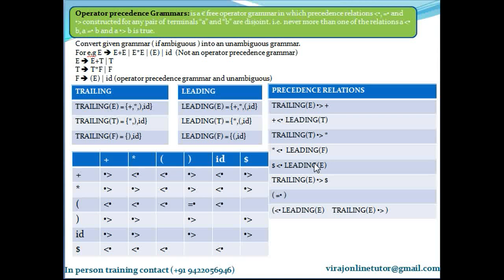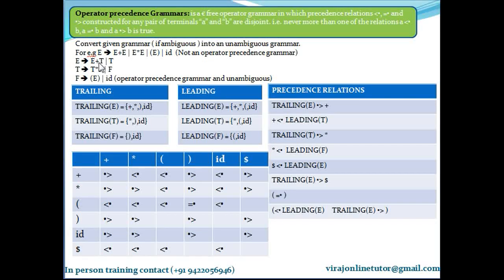I have computed leading and trailing. Now let's compute precedence relations. Please remember, dollar is less than leading of the starting symbol, and trailing of the starting symbol is greater than dollar. These are the rules, and this is always true.